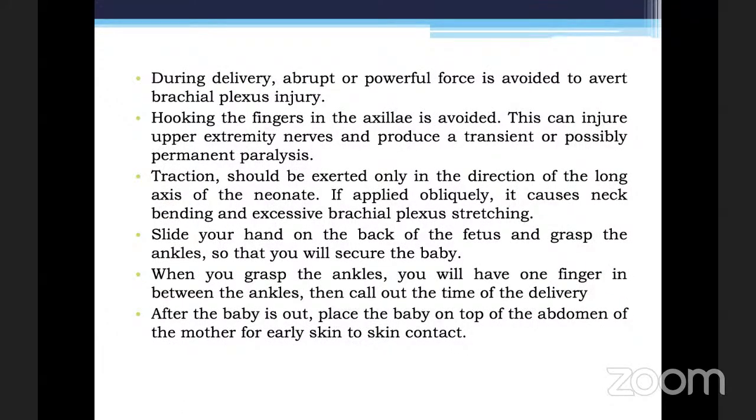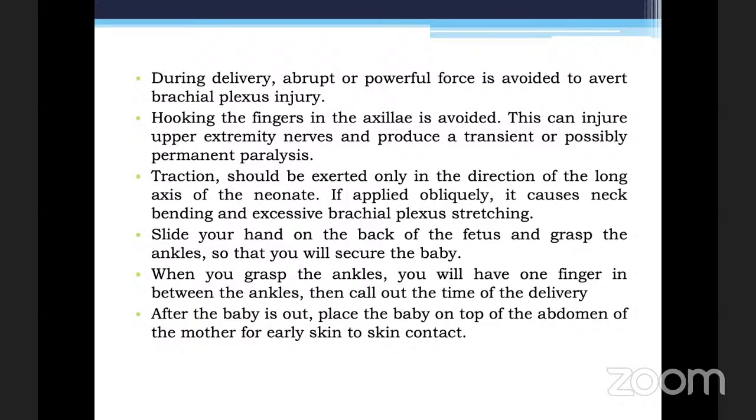During delivery, abrupt or powerful traction is avoided to prevent brachial plexus injury. Hooking the fingers in an axilla is avoided. This can injure upper extremity nerves and produce transient or possibly permanent paralysis. Traction should be exerted only in the direction of the long axis of the neonate. If applied obliquely, it causes neck bending and excessive brachial plexus stretching.